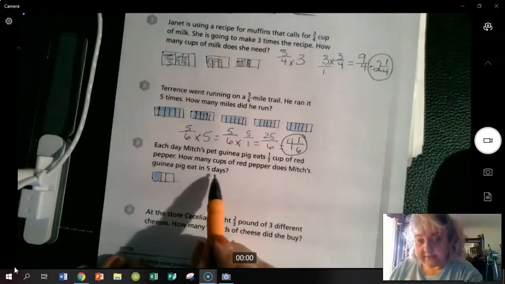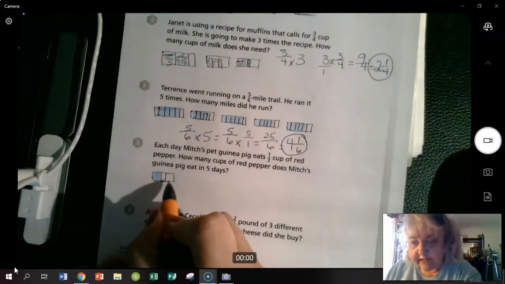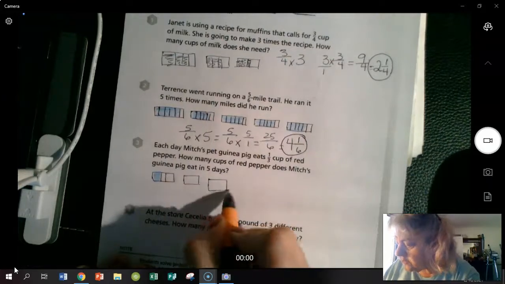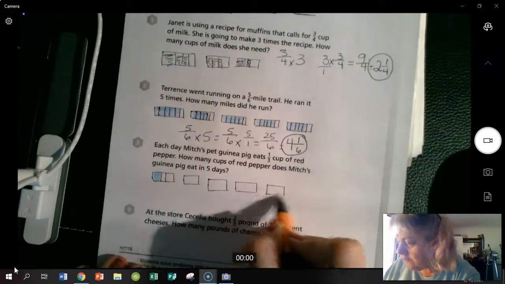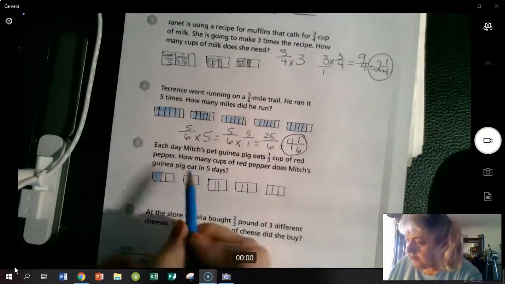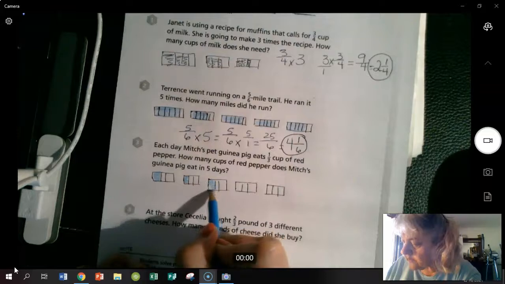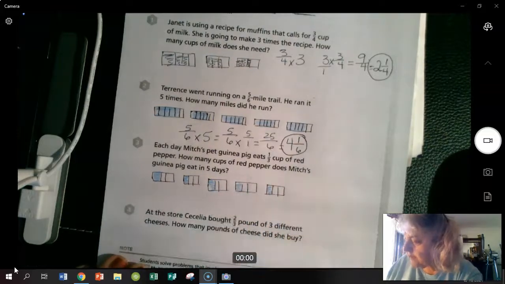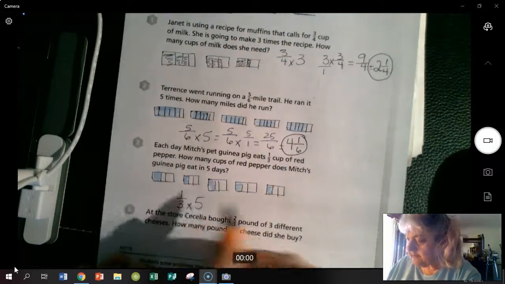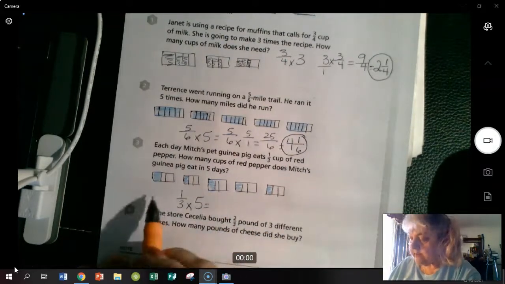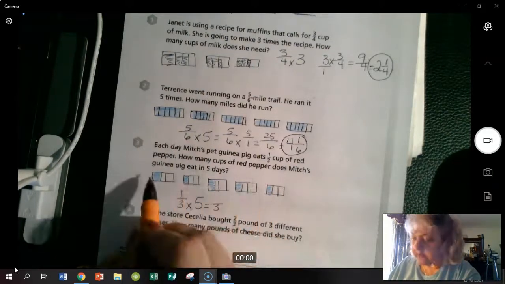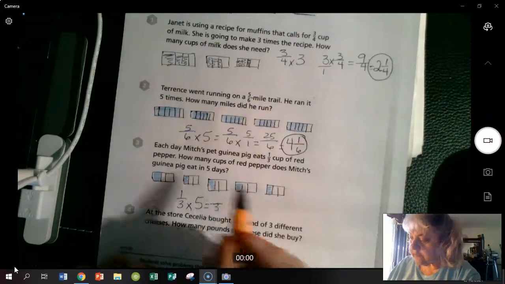But I want to know how many it eats in 5 days, which means I'm going to have 5 representations. There's 1, 2, 3, 4, 5. Each one of them will be divided into thirds. And I'm going to color in 1/3. So there's my representation. Now I have to write an equation. I have 1/3. How many times? 5. Okay. So how many thirds do I have? I know that the denominator's thirds because that's all I'm dealing with. 1, 2, 3, 4, 5.